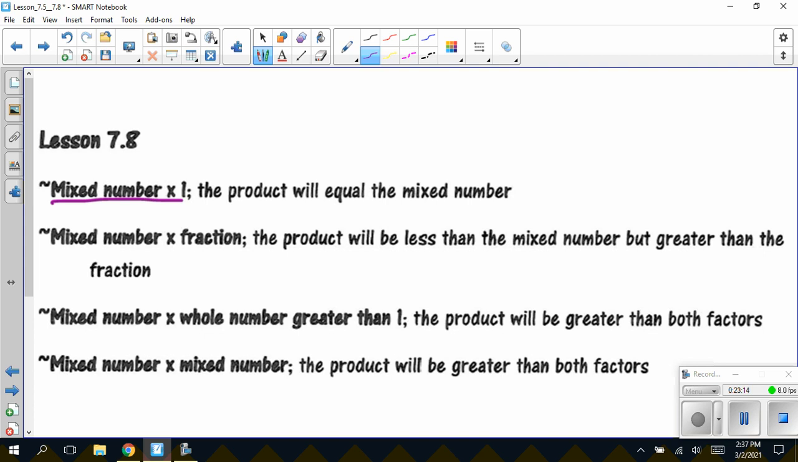If I have a mixed number times a fraction, the product will be less than the mixed number, but greater than the fraction. If I have a mixed number times a whole number greater than 1, the product will be greater than both factors. And if I have a mixed number times a mixed number, the product will also be greater than both factors. Remember, mixed numbers are numbers that are bigger than one whole. So it's like you're taking two numbers that are bigger than 1 and multiplying them together. So therefore we know that our product should be bigger than both of the factors.